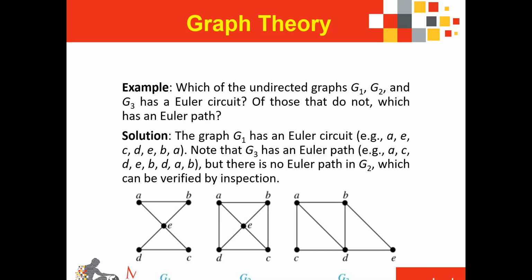Note, graph G3 has an Euler path, provided as A, C, D, E, B, D, A, and B. Whereas by inspection, graph G2 does not contain an Euler path, nor does it contain an Euler circuit.